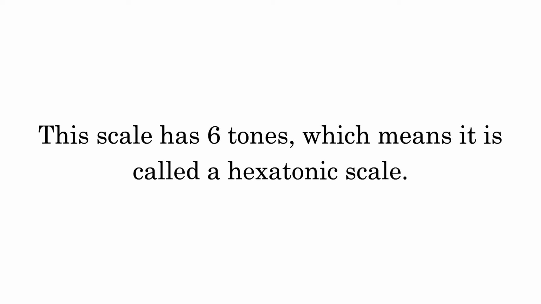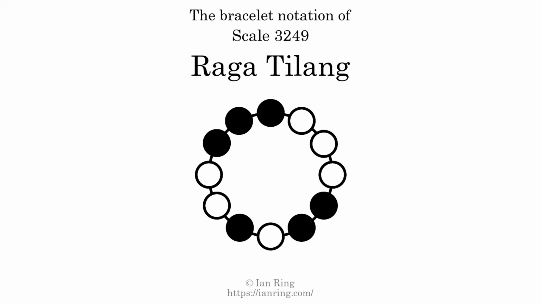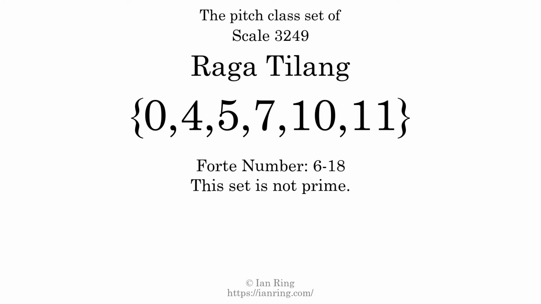This scale has 6 tones, which means it is called a hexatonic scale. This is a bracelet notation diagram of scale 3249. The shaded circles represent tones that appear in the scale, and they are read clockwise, starting at the top. The pitch class set for this scale is 0, 4, 5, 7, 10, 11.